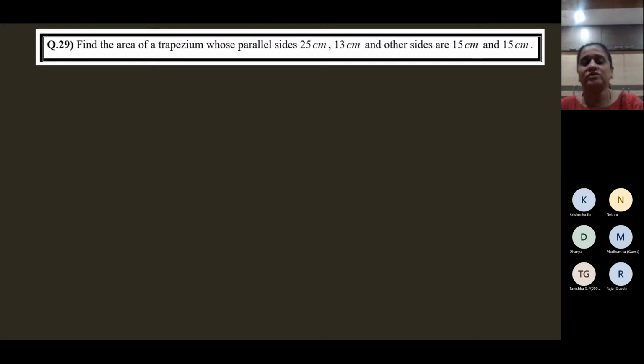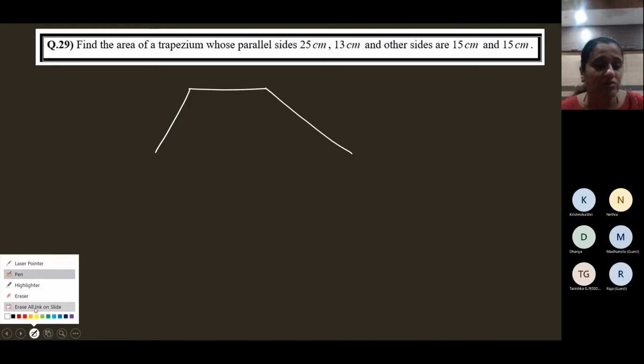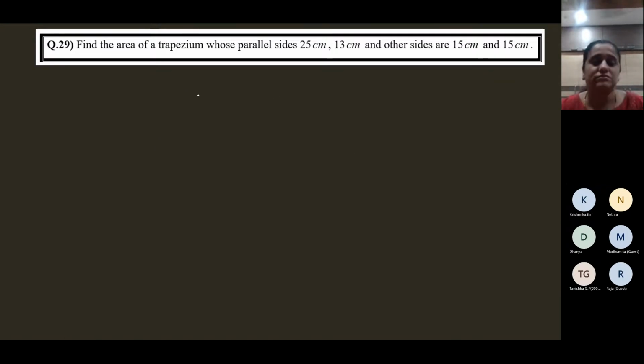I'm not showing you the answer. Please work it yourself, but I'll just give you an idea. I want you to do it correctly. Because this is a variation of the same question. So see here, trapezium. The other side is 15, 15, so it's an isosceles trapezium.